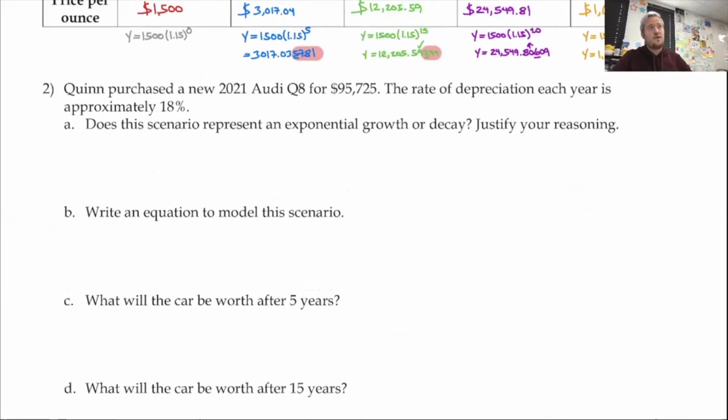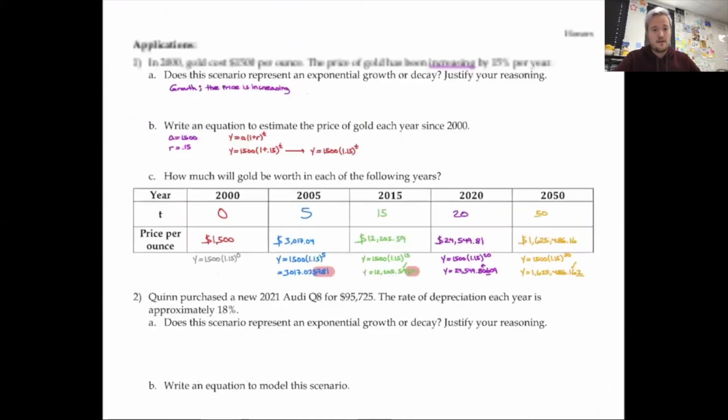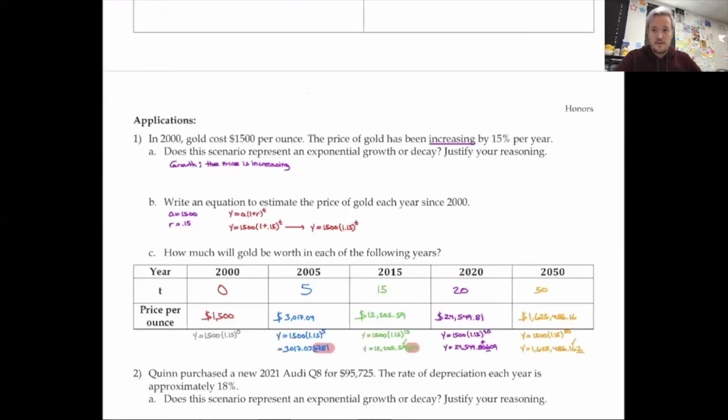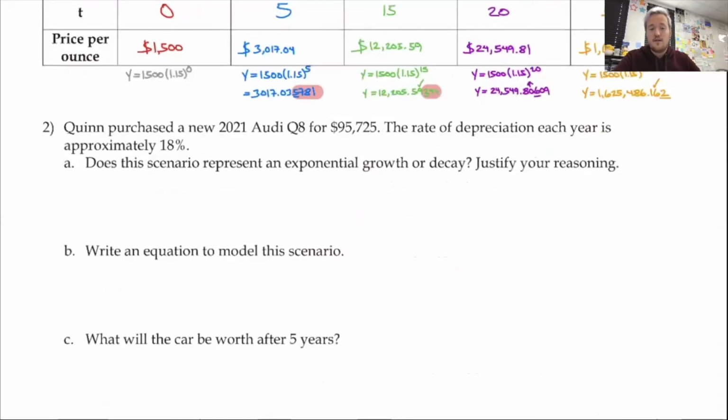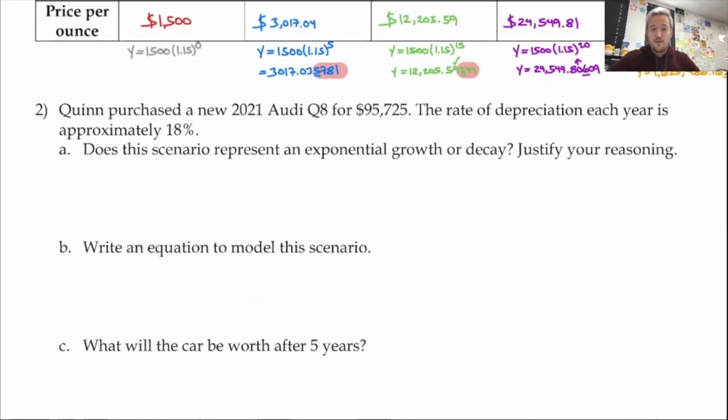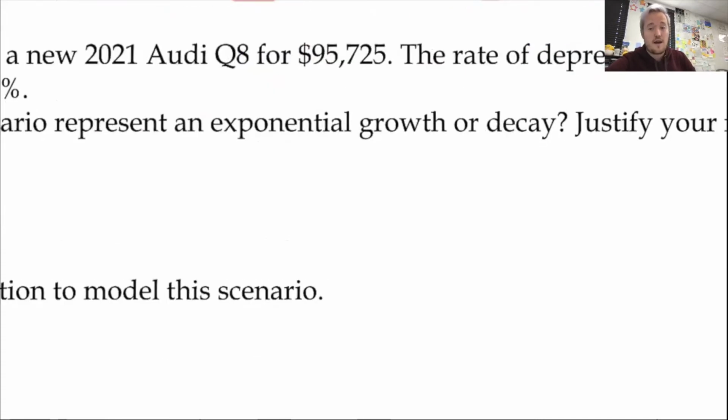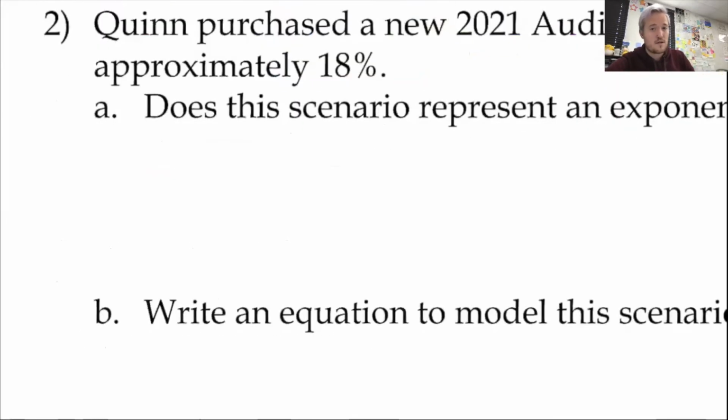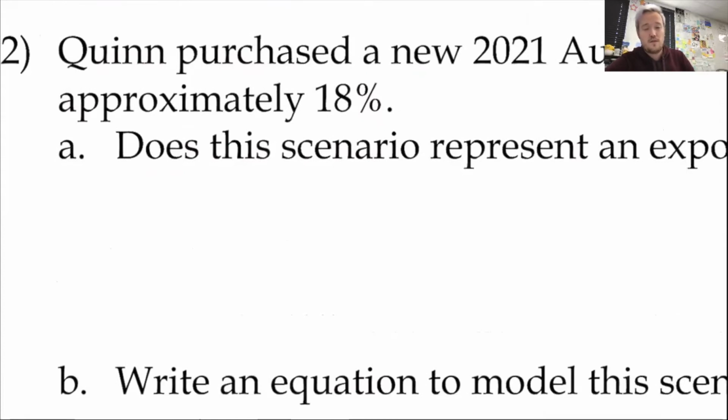So one thing that's great about the exponential growth and decay, guys, is these are actually authentic applications that happen in real life. So this is a great example of something that happens to real-time consumers in the market. A 2021 Audi Q8 for about $95,000, and the average rate of depreciation for vehicles can range anywhere from like 12 to like 25% per year. 25% is kind of steep. 12% is being a little generous, but a good average would be about 15 to 18%.